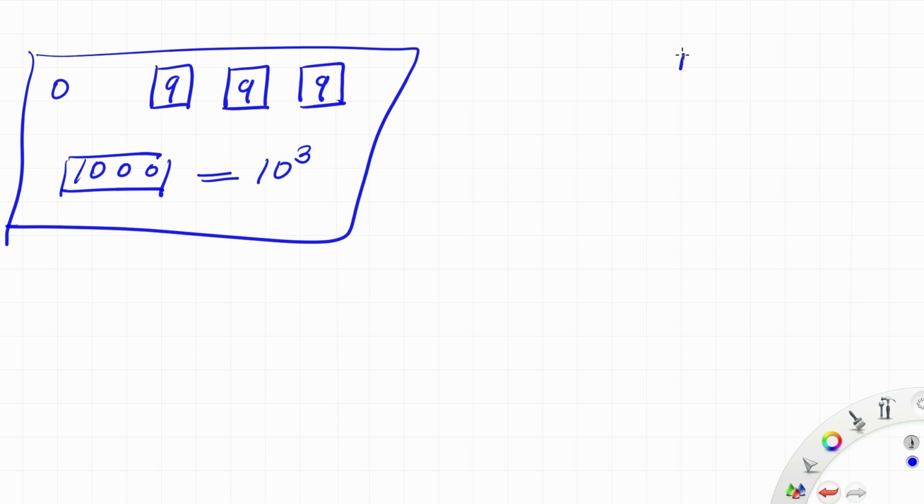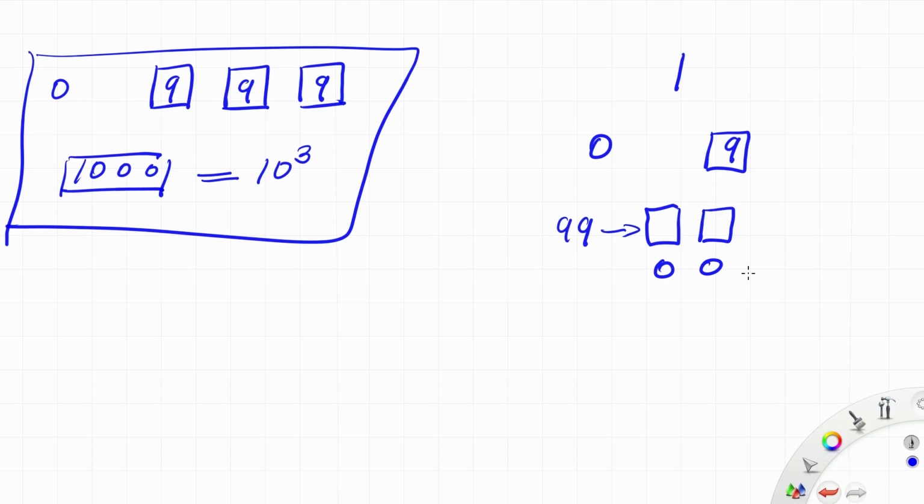Let's take the example of a 1-digit number. So there is only one box here. How many numbers can it represent? 10. 10, exactly. So it starts from 0 to 9. So that is 10. All right. Now let's take the example of 2 digits. Again, it starts from 0 and ends in 99. So 99 is the highest, and this is the starting point.